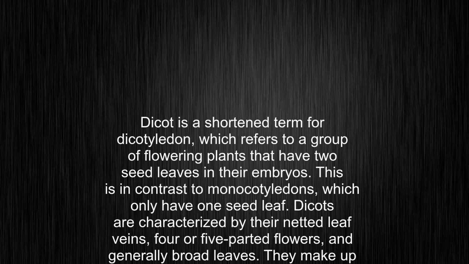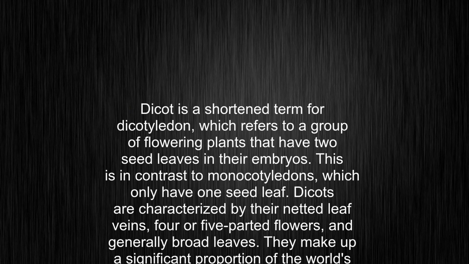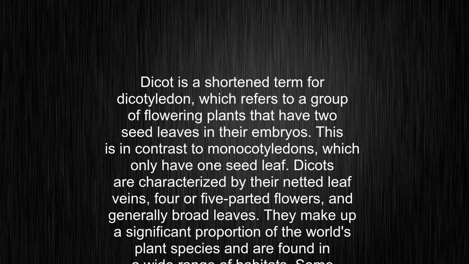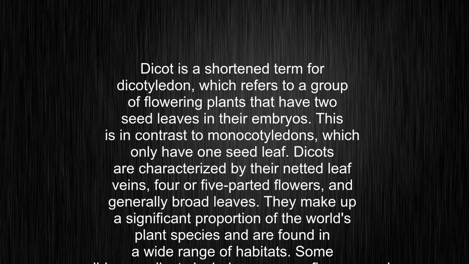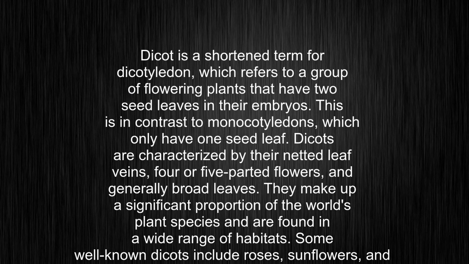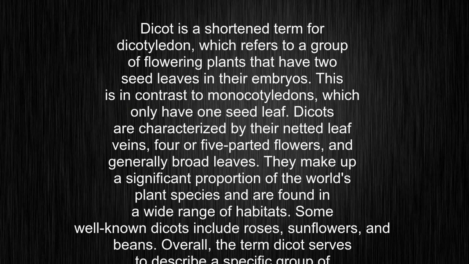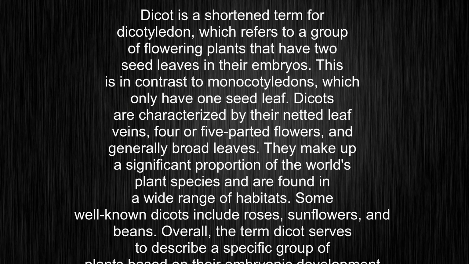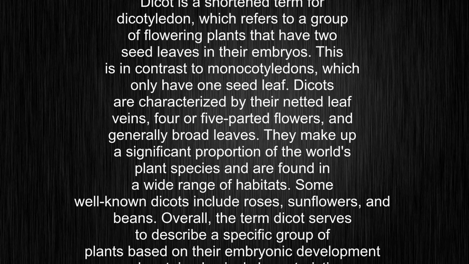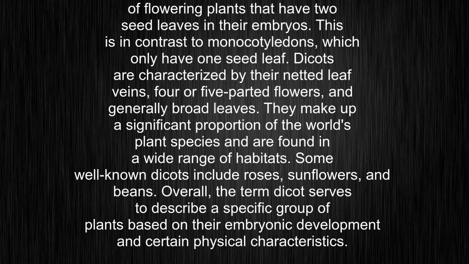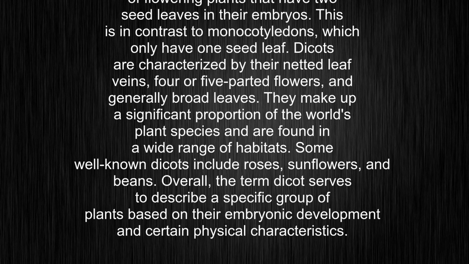Dicot is a shortened term for dicotyledon, which refers to a group of flowering plants that have two seed leaves in their embryos. This is in contrast to monocotyledons, which only have one seed leaf. Dicots are characterized by their netted leaf veins, 4 or 5-parted flowers, and generally broad leaves. They make up a significant proportion of the world's plant species and are found in a wide range of habitats. Some well-known dicots include roses, sunflowers, and beans.